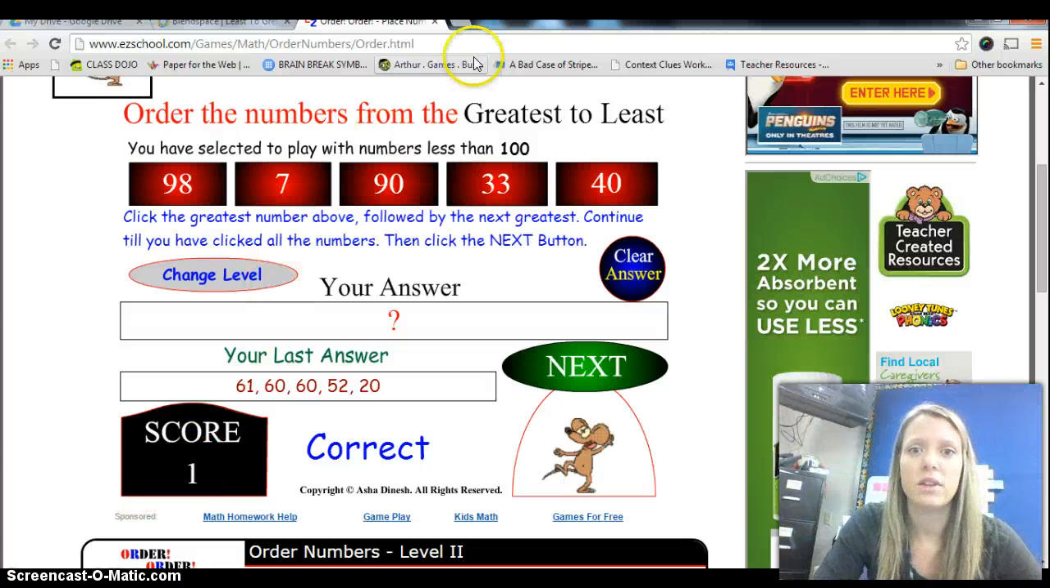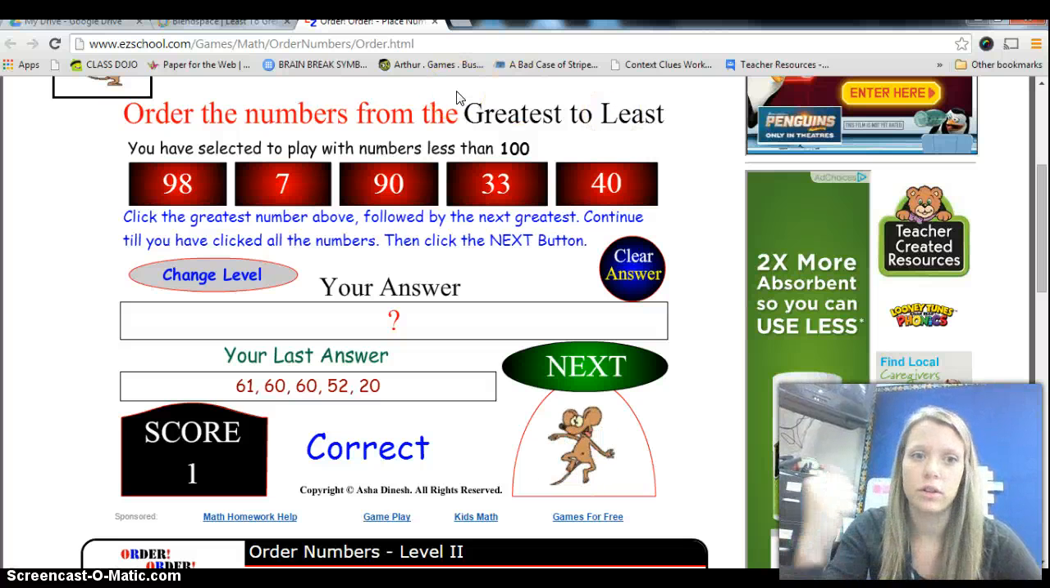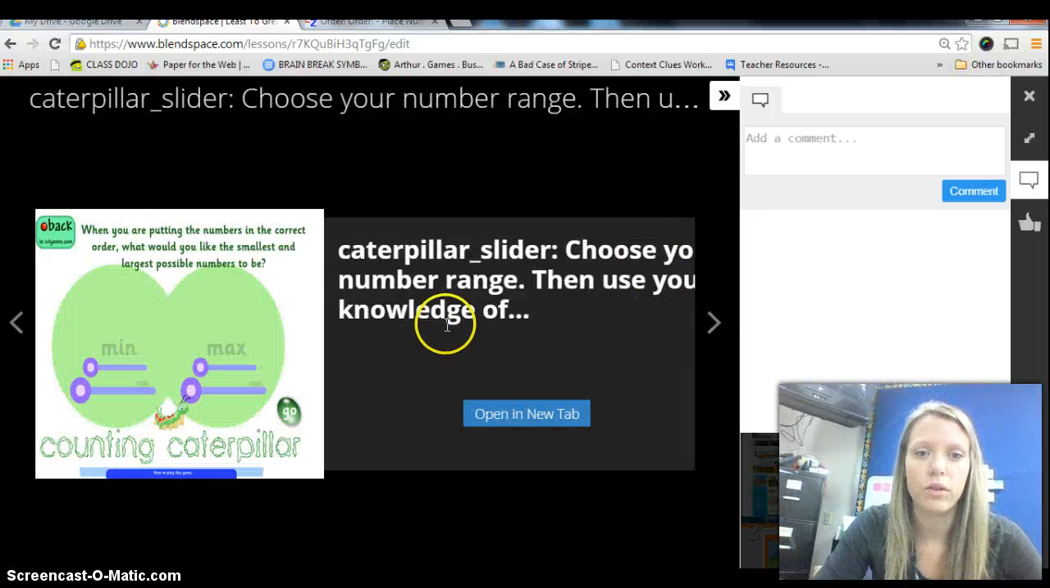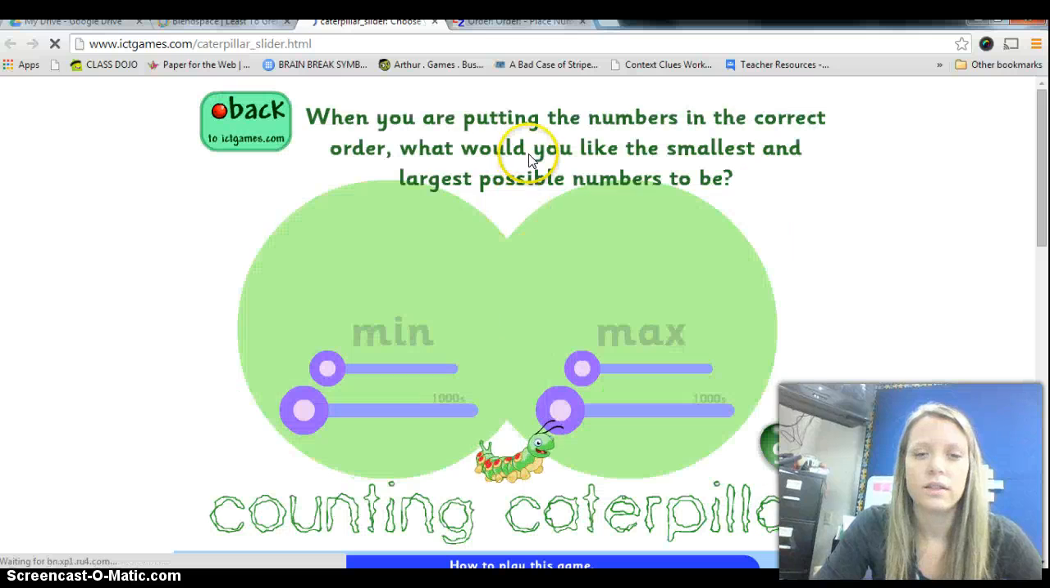If you pick the activity that goes from the least to the greatest, you have to start at the smallest number and go to the biggest number. To get back to your blend space, go to the top, click the arrow over, and this is the same sort of activity, but I wanted to explain how to do this part.